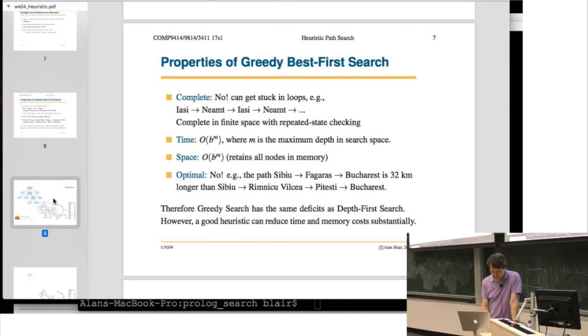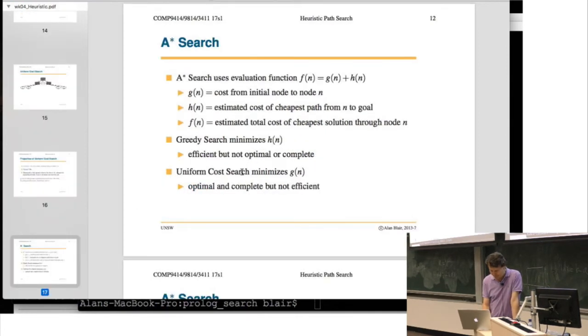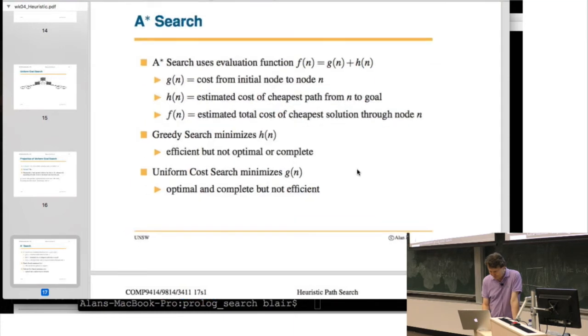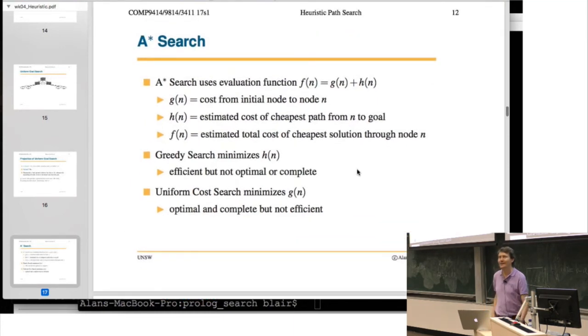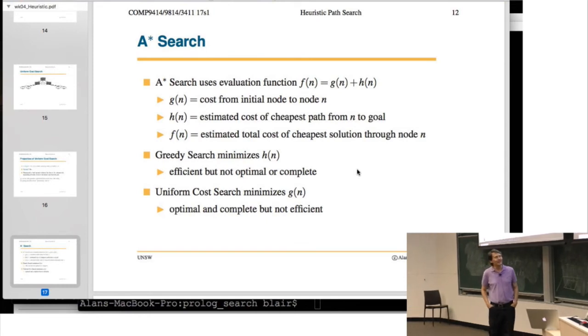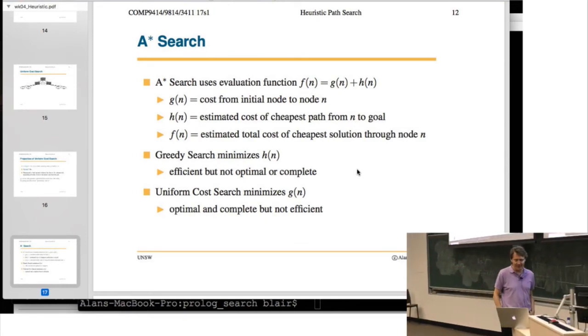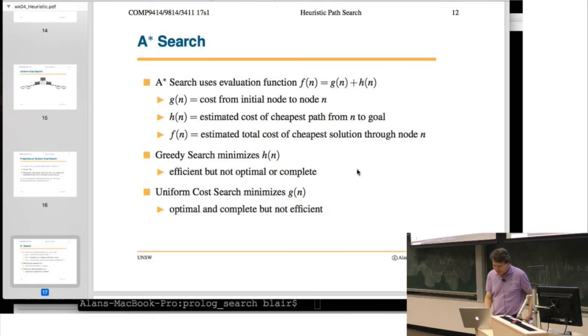Okay. Good. So now we get to the main event, really. This is the algorithm we've all been waiting for. This is the algorithm that's superior to all the others in some sense. So what you do is you take that estimate of the distance to the goal and you add it to the distance already traveled, and you use this function to order the nodes for expansion. And this is a nice way of combining greedy search with uniform cost search.